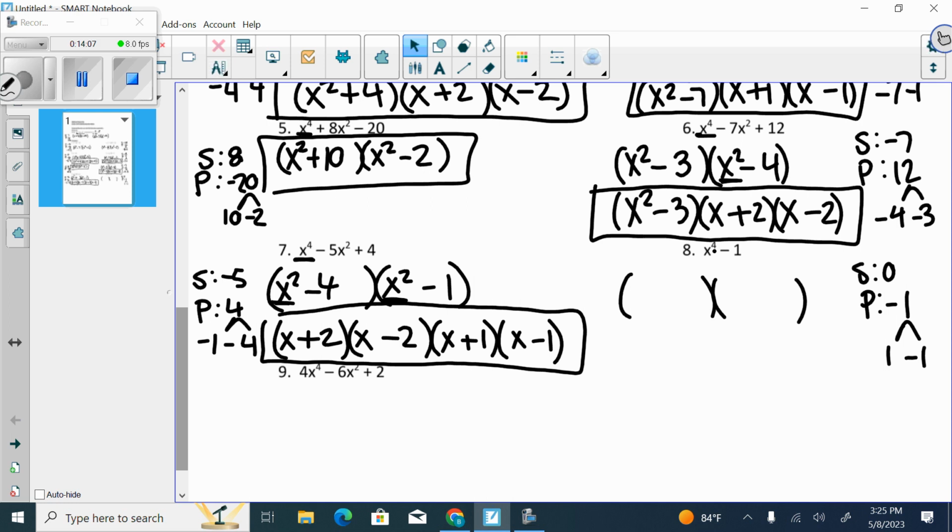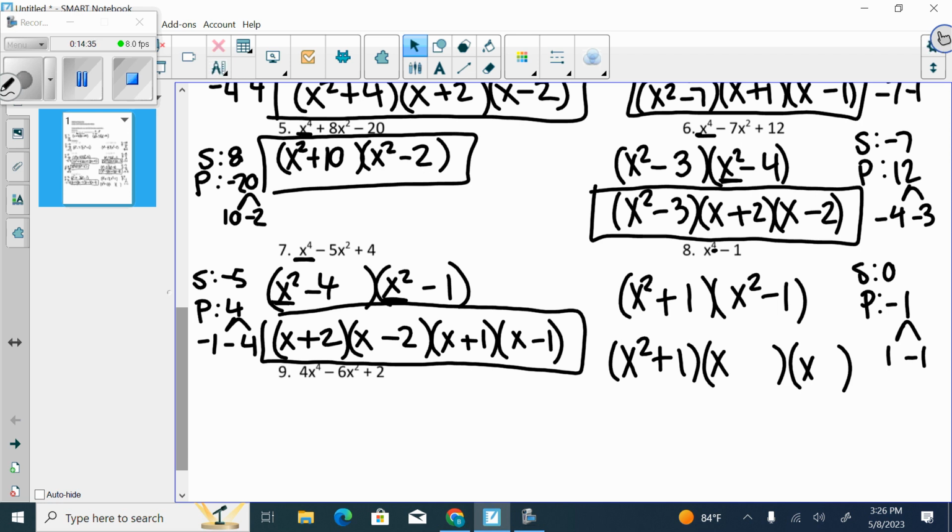All right, and since that's an x to the 4th, we're going to have x squared. So we got x squared plus 1, x squared minus 1, right? Okay, so this one is a plus, so we know it doesn't simplify. What about this one? Negative 1 and positive 1. So bring this one down just how it is. We're not going to change it. But this one will. So since it's x squared, we do x and x. Nice.